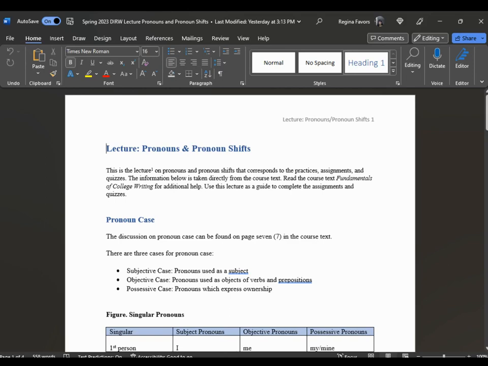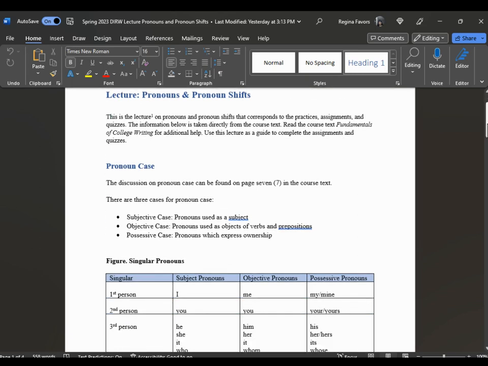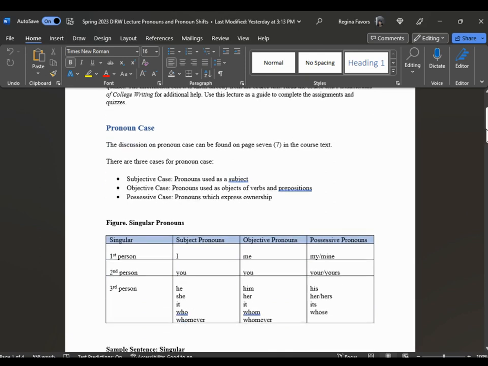This lecture corresponds with the readings, the practices, the quizzes, and the assignments. This is the lecture on pronouns and pronoun shifts that corresponds to practices, assignments, and quizzes. Information is taken directly from the course text, which is Fundamentals of College Writing. Be sure to read that text for additional help. Use this lecture as a guide to complete the assignments and quizzes.